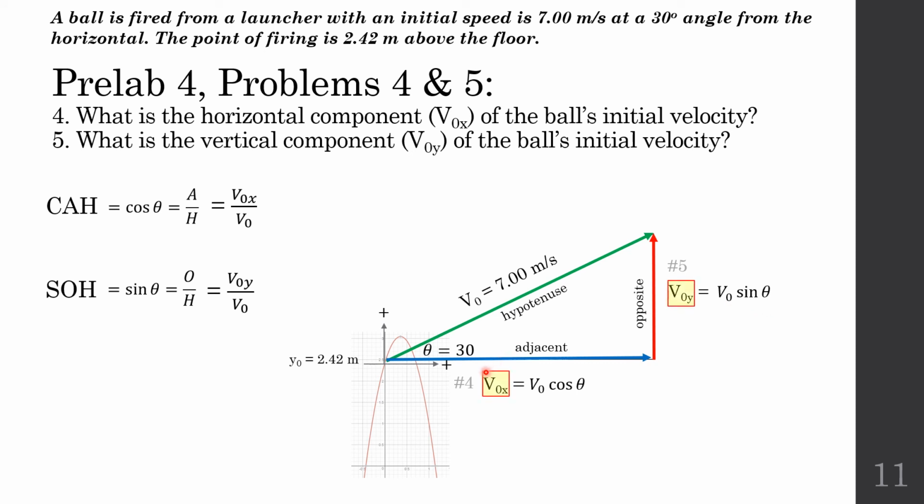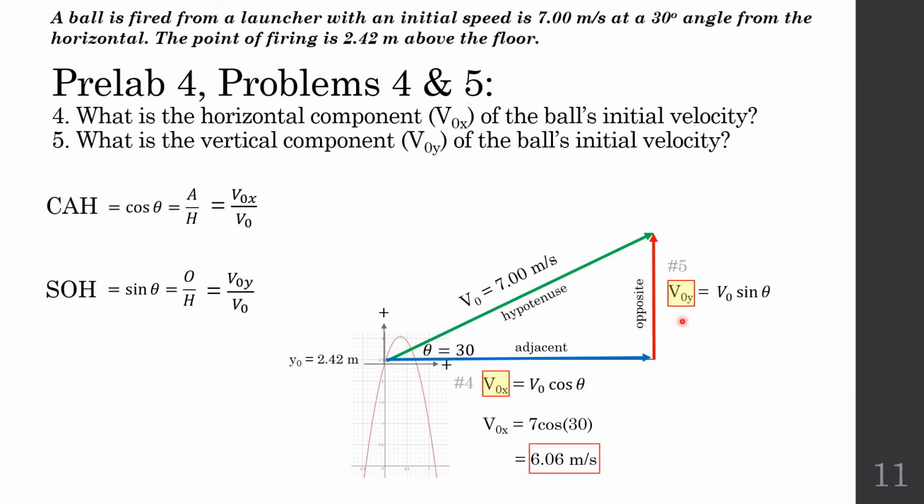So the two values that we're trying to find are number 4, VOX, and number 5, VOY. Since number 4 comes before number 5, let's do number 4 first. VOX is equal to 7 cosine of 30, because VO is 7 and theta is 30 degrees. So we find that VOX is equal to 6.06 meters per second.